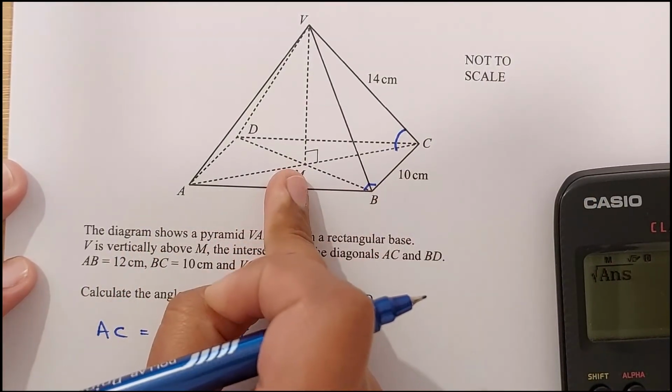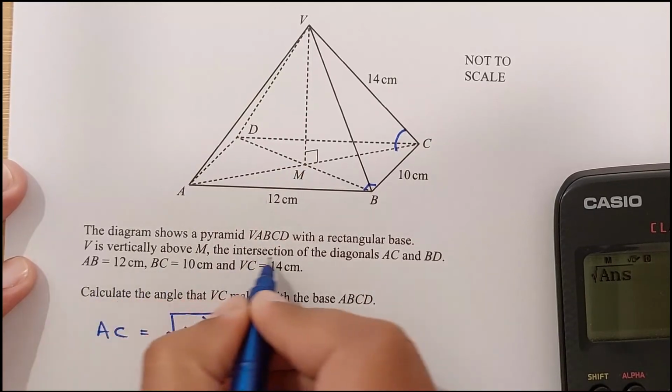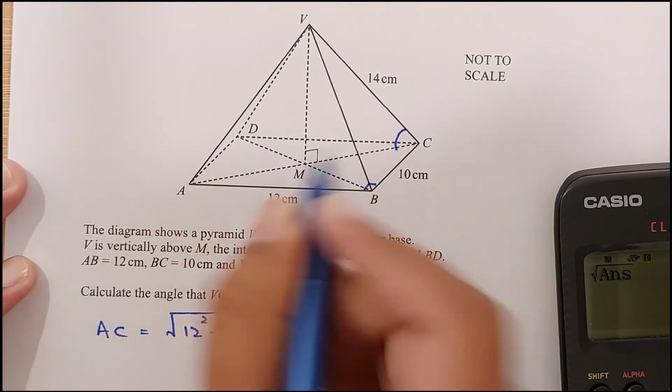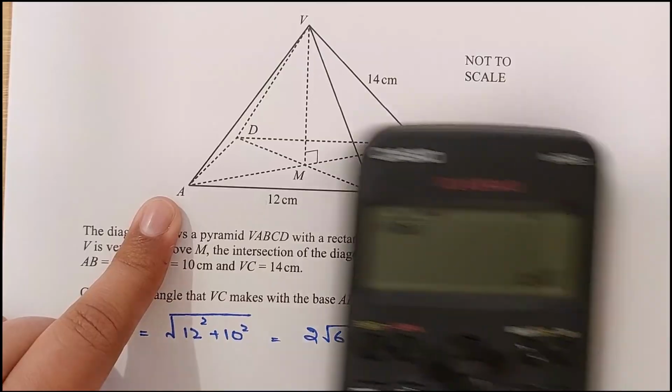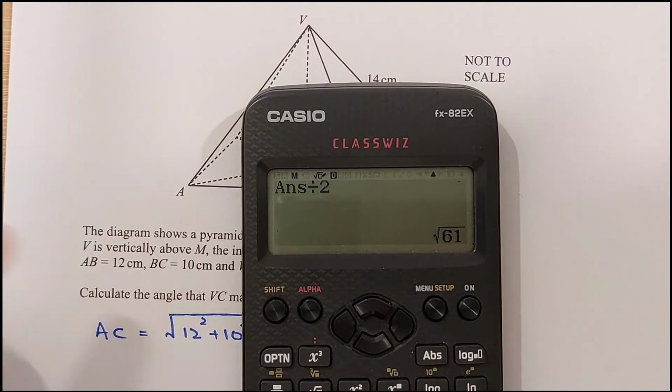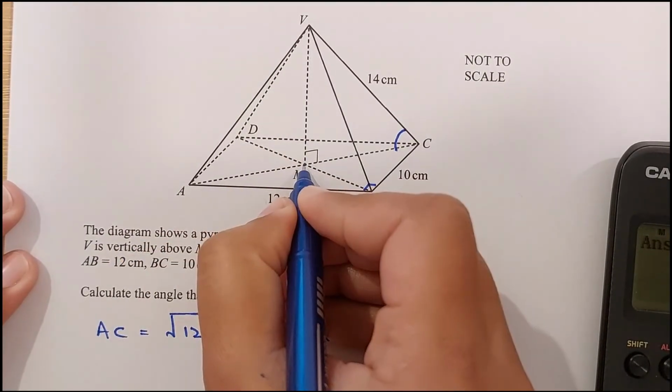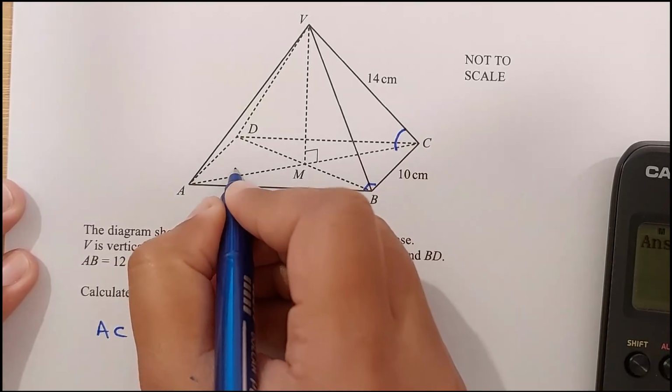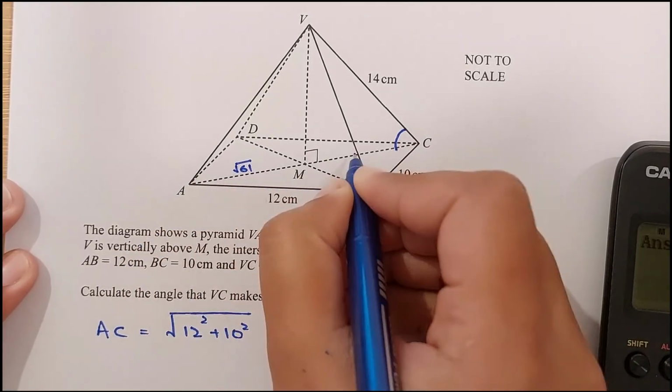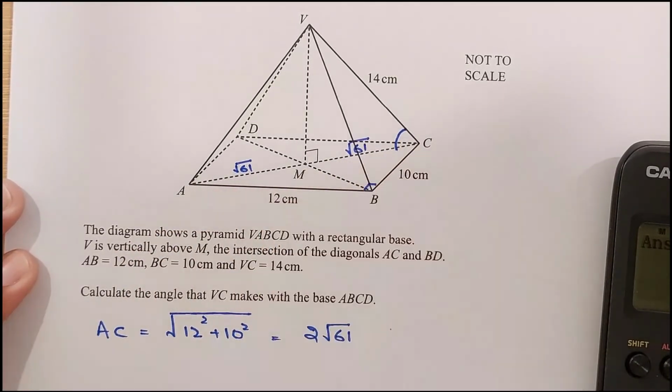M is the midpoint of the diagonal, since M is the intersection point. So we have to divide AC by 2, which gives square root of 61. AM and MC are both square root of 61.